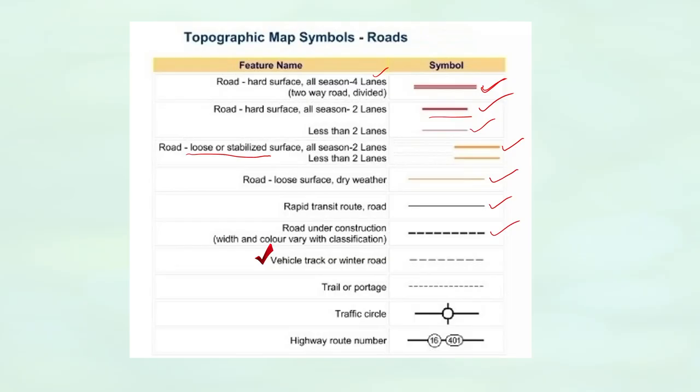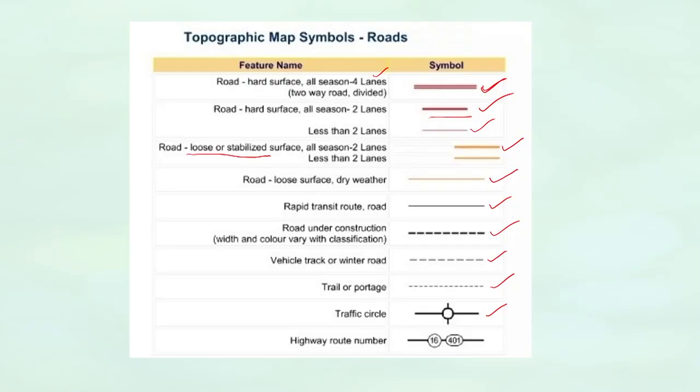Next, vehicle track and winter road will be denoted like this. Trail and portage way will be represented like this. Traffic circle will be denoted like this. If there is a highway route number or any road number mentioned, it will be represented like this.